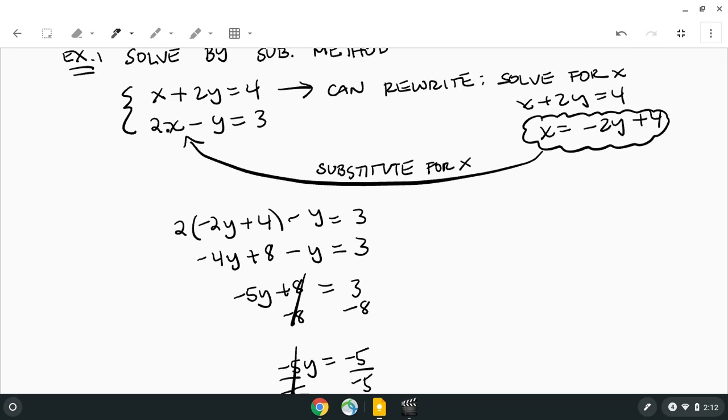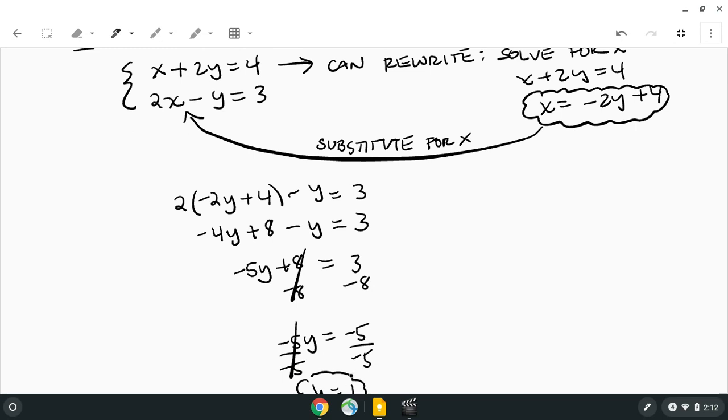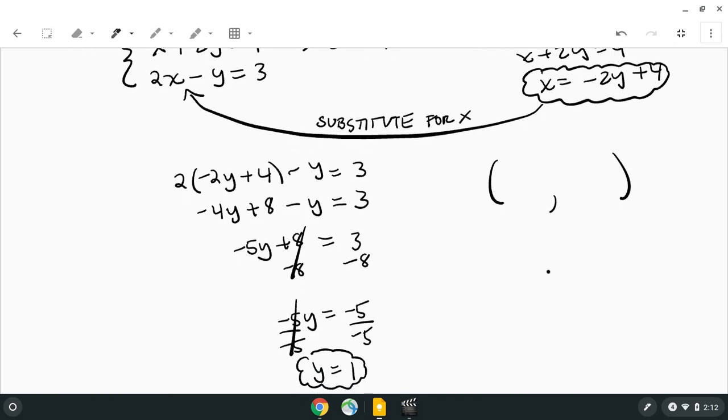Okay, but remember, what we're doing is we're trying to find the point that these two equations have in common, right? So I'm not done here because I only have the y coordinate of the point, right? So our answer needs to be a point, an xy coordinate, and we only have the y part. Okay, it's 1. So now I need to find the x coordinate.